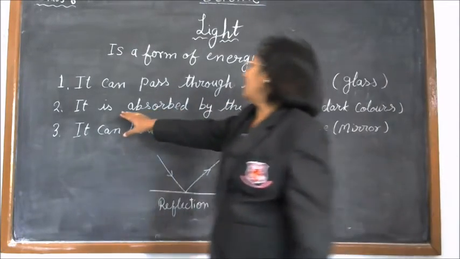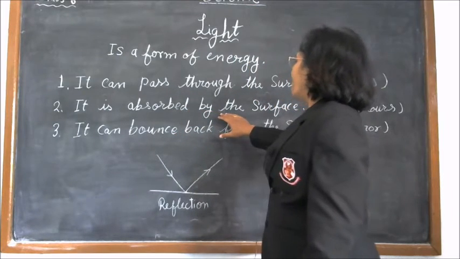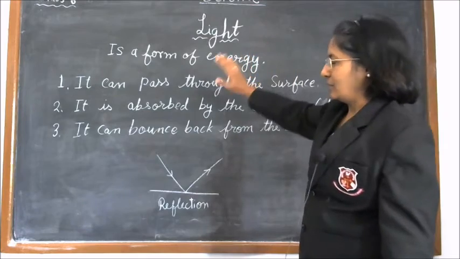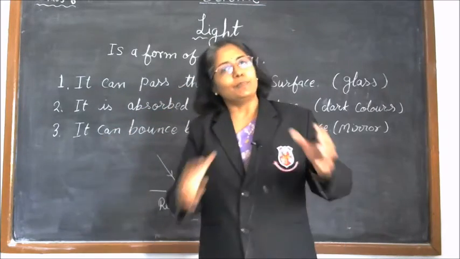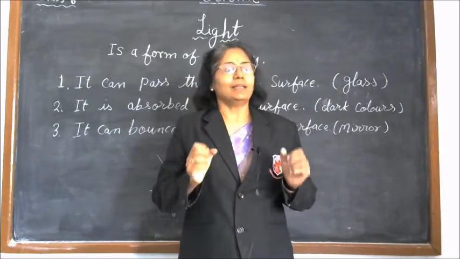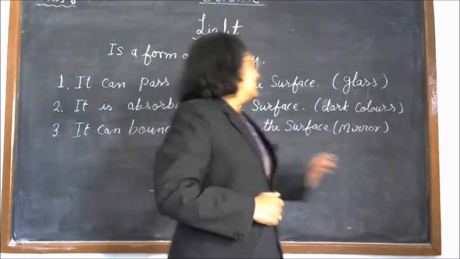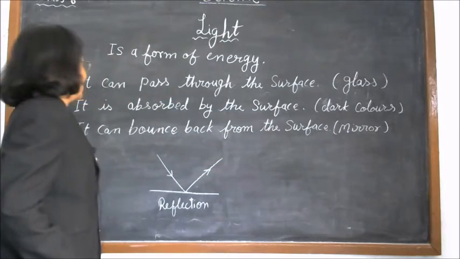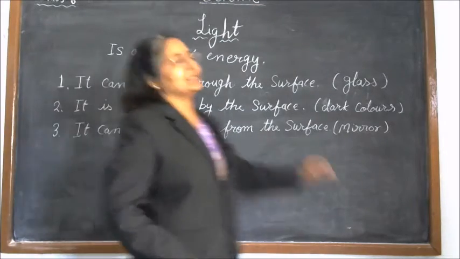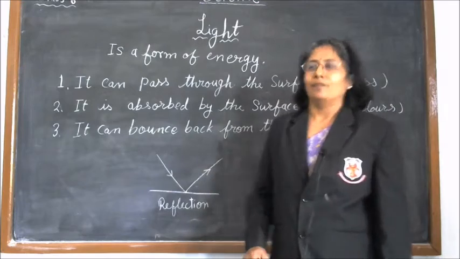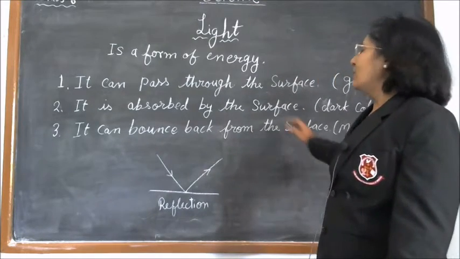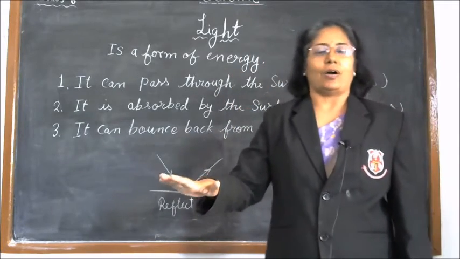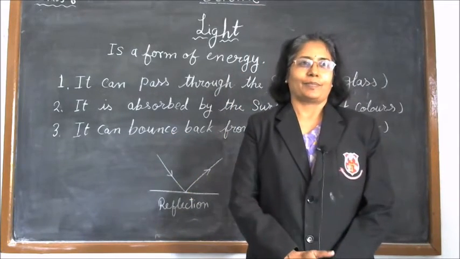Second, it is absorbed by the surface, as in a dark surface. Dark surfaces absorb the light and do not allow the light to go back. And third, it can bounce back from the surface, as in a mirror. When light coming on a surface bounces back, we can see a clear picture on that surface.